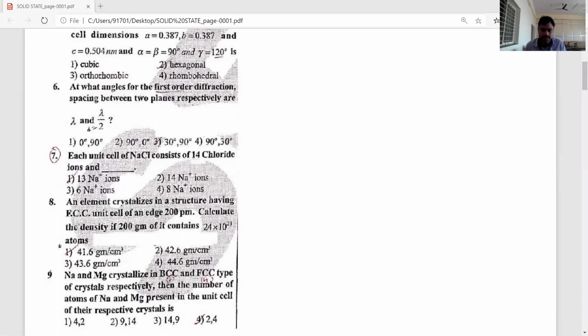The ninth question is also very easy, direct theoretical. What did they ask in the ninth question? Sodium and magnesium are given respectively. Sodium crystallizes in BCC, and magnesium crystallizes in FCC. Then the number of atoms of Na and magnesium present in the unit cell.